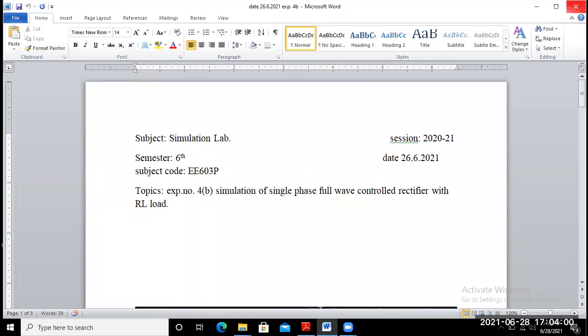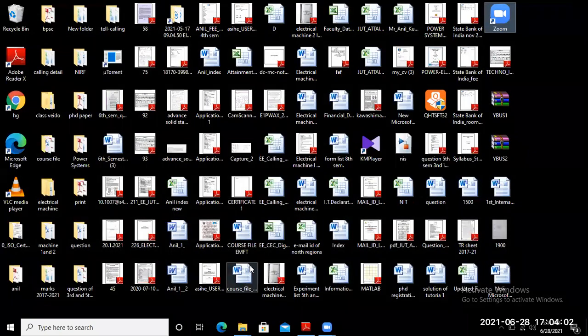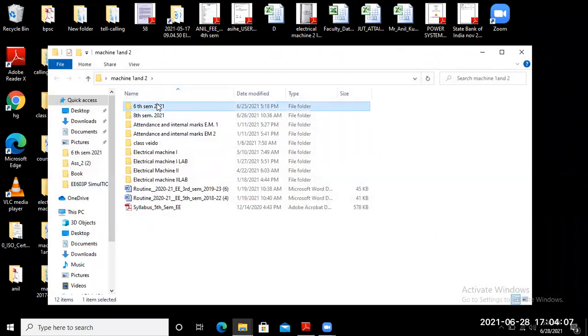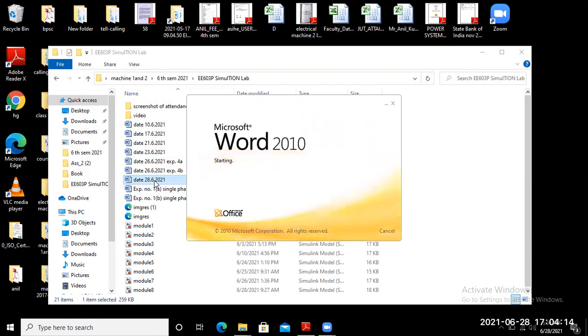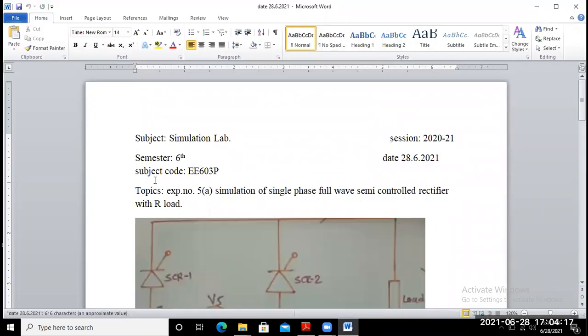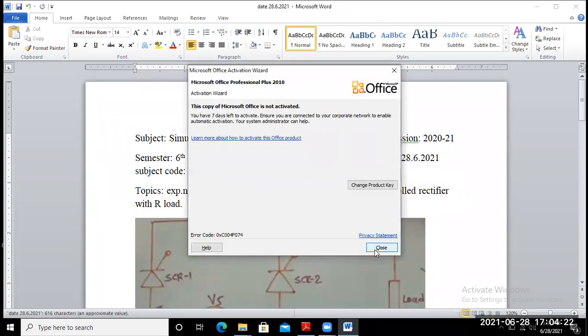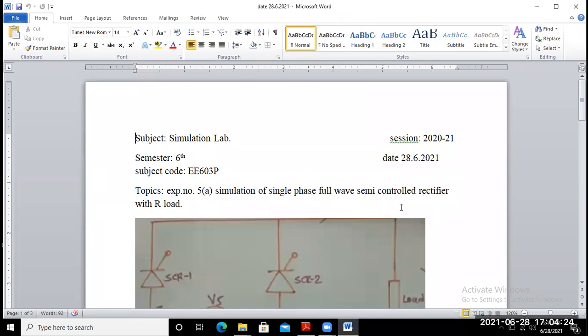Okay, not this one. Let's close this one and see the circuit diagram for the single phase half wave semi controlled rectifier from the simulation lab. Yeah. So, simulation of single phase full wave semi controlled rectifier with the resistive load, or maybe say half control rectifier. Okay, either you may say semi or half.